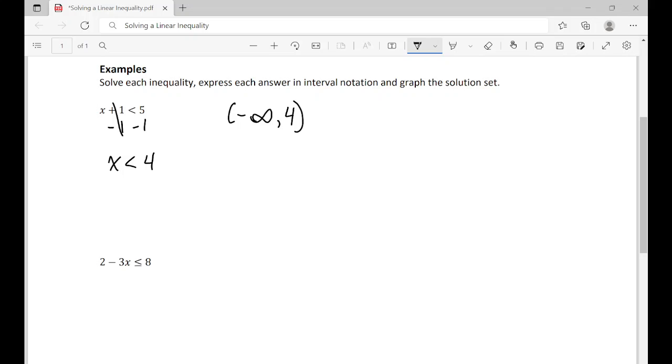But now we're going to graph it. On a number line, we can just put 4 right in the middle. And since it has a parenthesis in the interval notation, I'm going to use a parenthesis here. And then it's going to the left forever, so I just draw an arrow pointing to the left forever. So: inequality notation, interval notation, graphical notation. And that's how you express it.